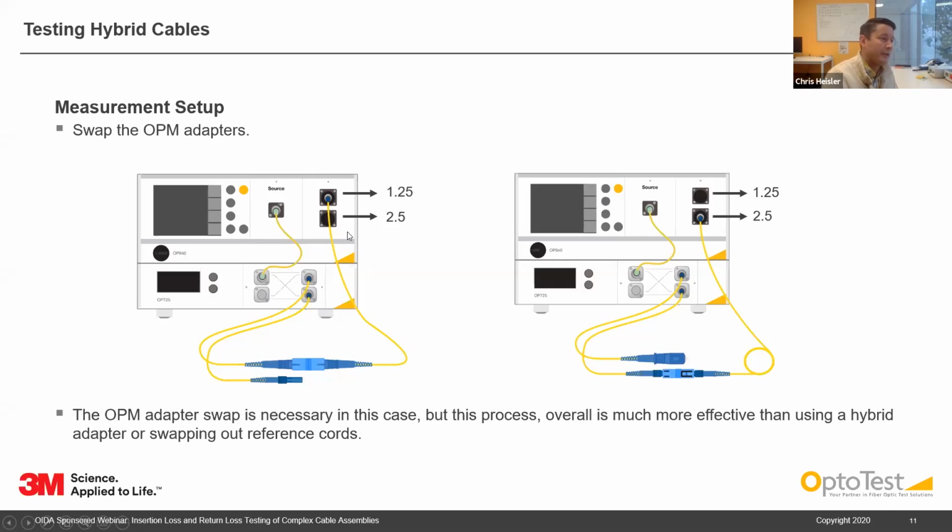So what we're going to do is take the 2.5 millimeter adapter that was on top and put it on the bottom. We're going to take the 1.25 millimeter adapter that was on the bottom and place it on the top power meter port.